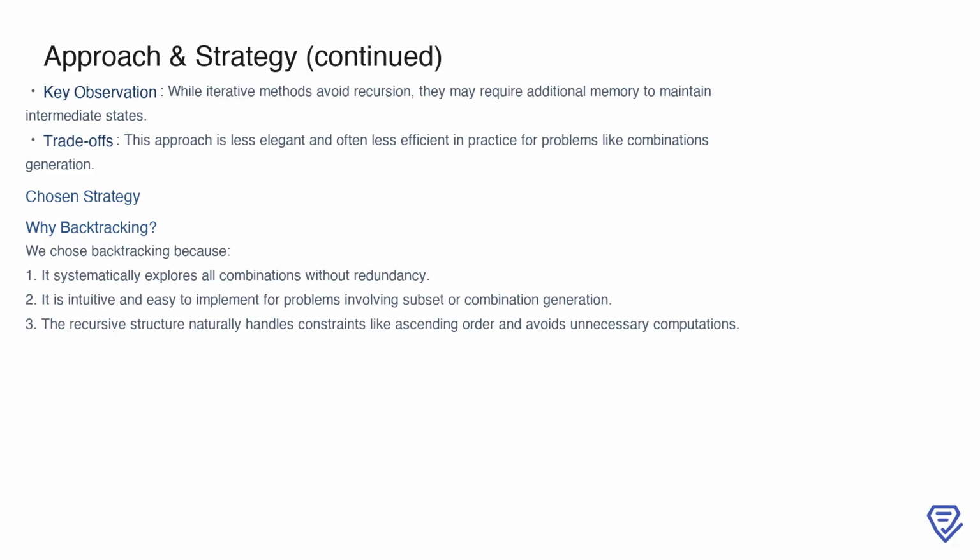Given these considerations, backtracking emerges as the preferred strategy. It allows for systematic and efficient exploration of all valid combinations without redundancy. Its recursive structure inherently handles constraints, such as ensuring combinations are in ascending order, while avoiding unnecessary computations. Moreover, backtracking is intuitive and straightforward to implement, making it well-suited for problems involving subsets or combinations. These factors make it the ideal choice for solving this problem.